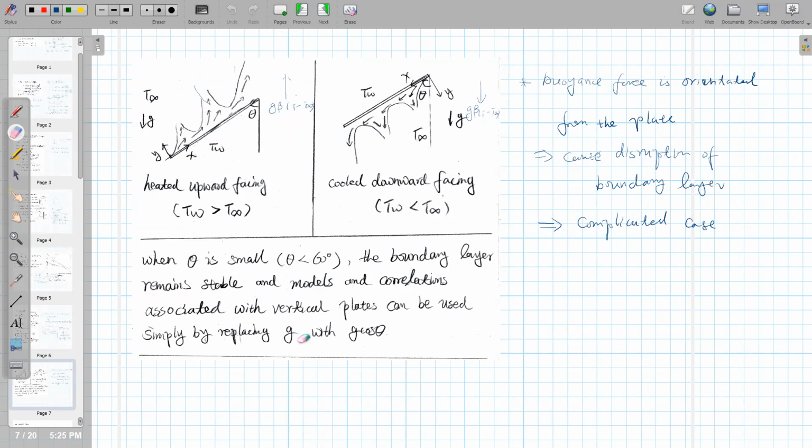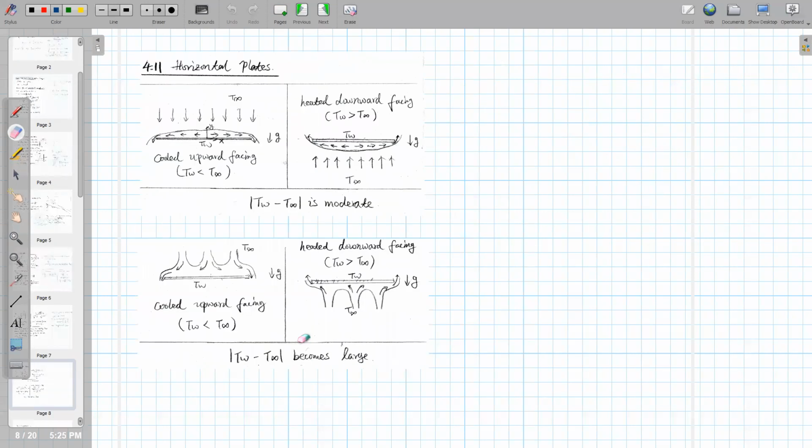And the next one is horizontal plates actually. Similar to inclined walls actually, this is horizontal. Basically, in this case theta will be 90 degrees, compared to the previous inclined wall.